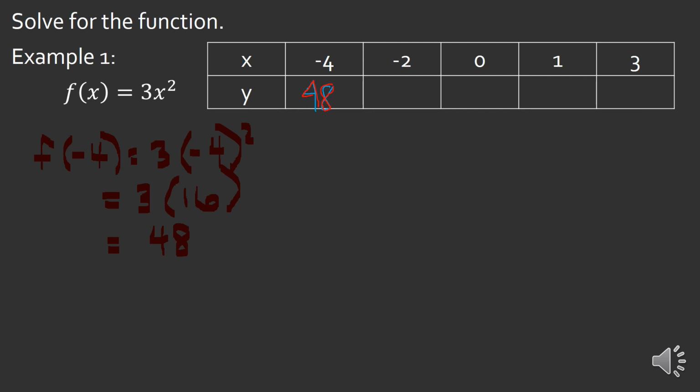Next, function of negative 2. So we have f of negative 2 is equal to 3 times negative 2 to the second power. That is equal to 3 times 4. And that is equal to 12. So if x is negative 2, y is 12.